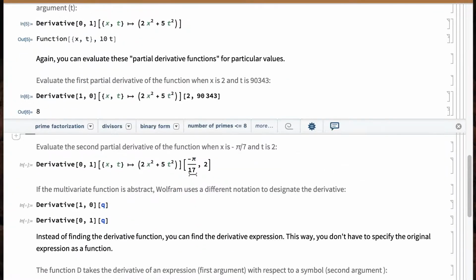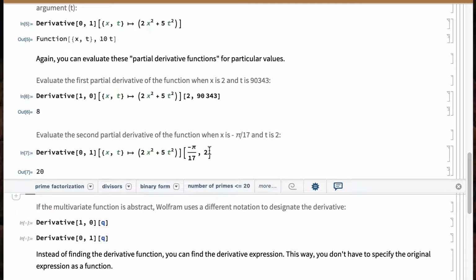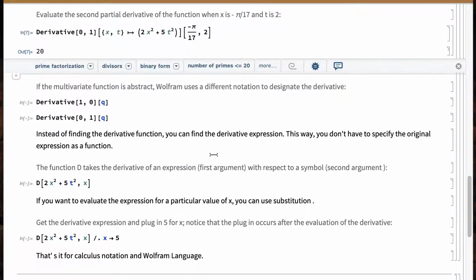And it is. All right, and here I'm going to take the partial derivative with respect to t and evaluate it at the point negative pi over 17, 2. Again, the negative pi over 17 is a red herring, and so we learned up here that the partial derivative function is 10t, and 10t evaluated when t is 2 should be 20, and it is. Hurrah.